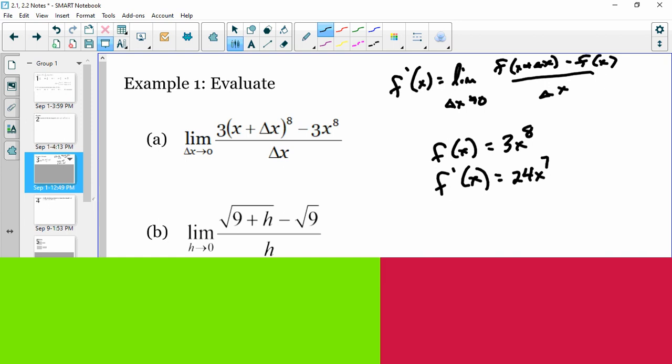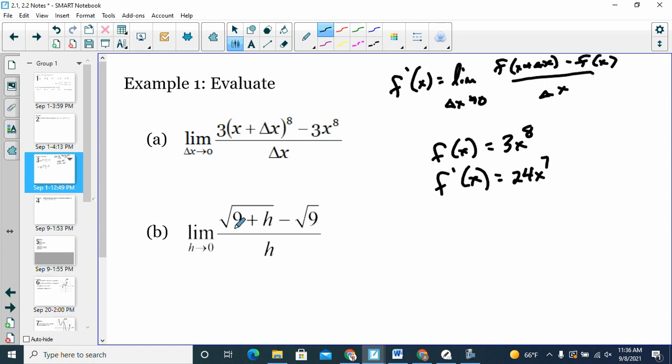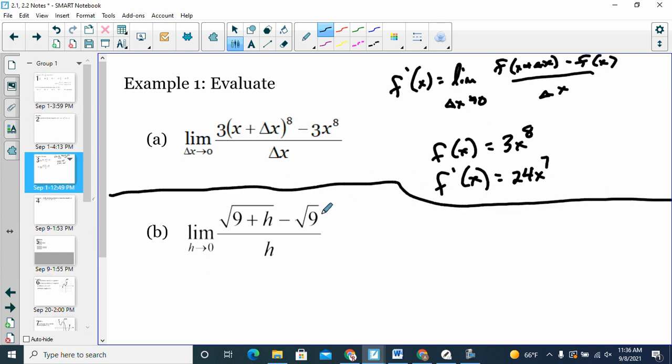Part B is similar. It has an h instead of a delta x. And notice there's no x here. But we're going to start out the same way. There's just going to be one more step we need to take a look at. Notice my f of x in this case is square root of x, at x equals 9.